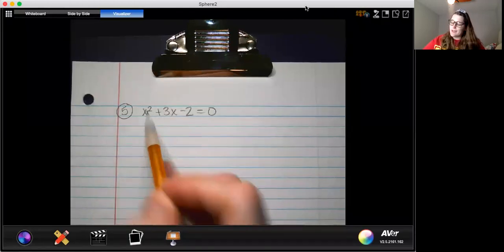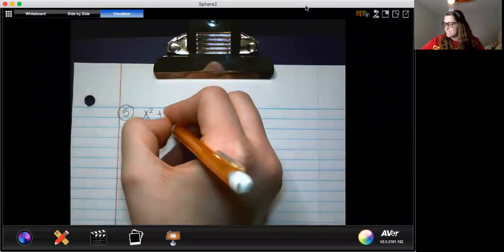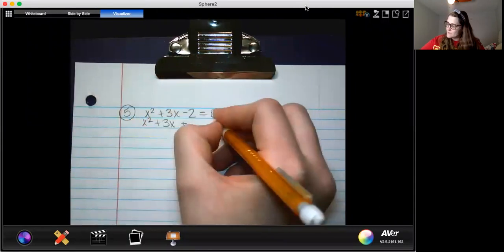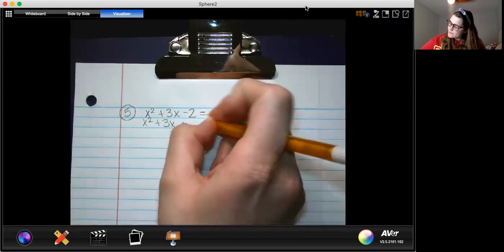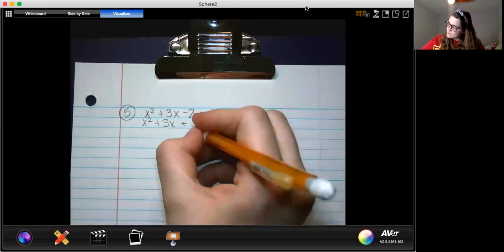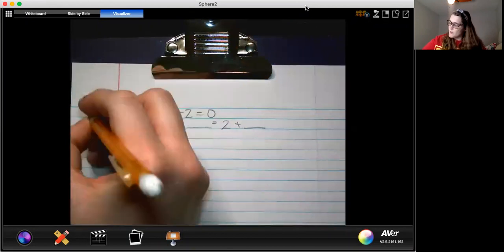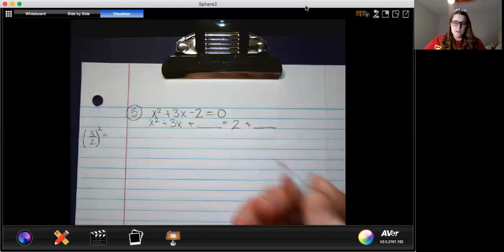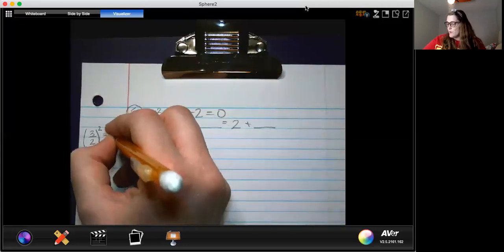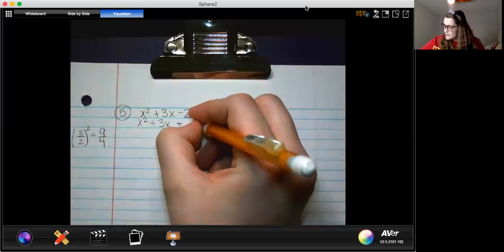Okay, step 1, divide by a. We don't really have to do that. So the second step is formatting. Then we have our b divided by 2 quantity squared. So that would be 3 divided by 2 quantity squared, which is 9/4. So I'm going to add 9/4 to both sides.